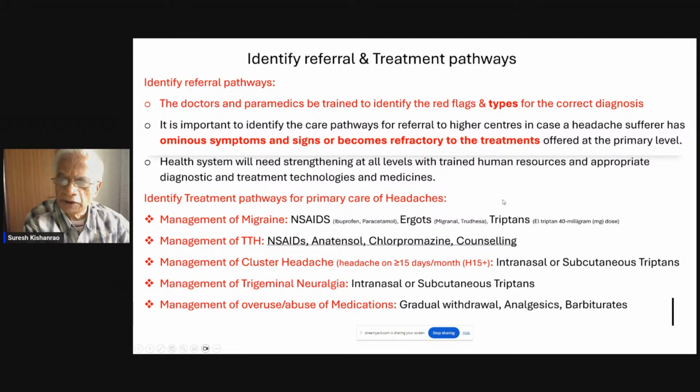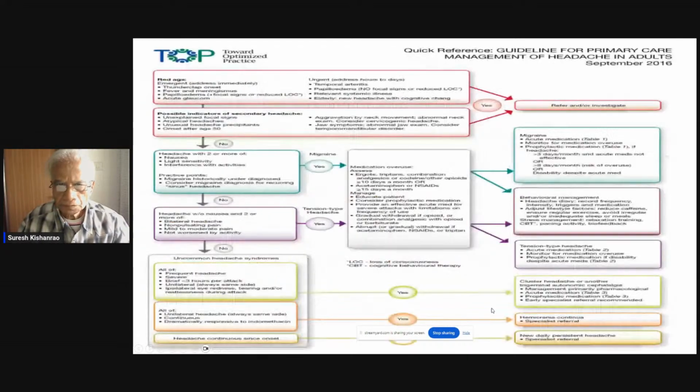They say they have already tried 2, 3 doctors, XYZ treatment was given, nothing has happened. Then you have to be careful and find out if it needs referral. It may be as simple as referring for the refractive errors or looking at ENT problems for sinusitis. The basic treatment pathways, we'll come to that a little later.